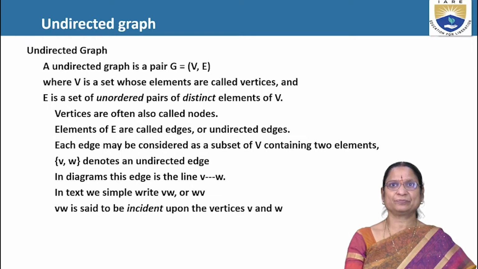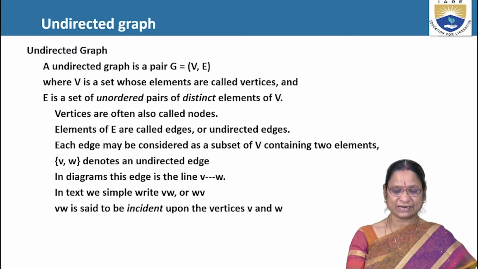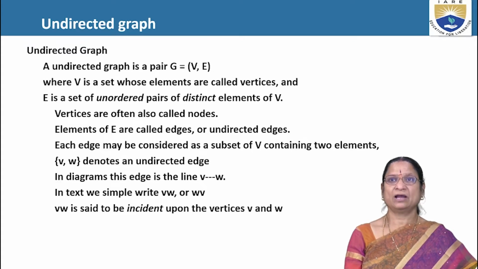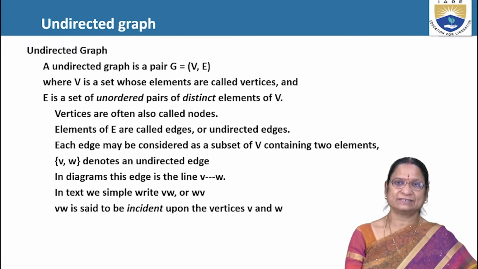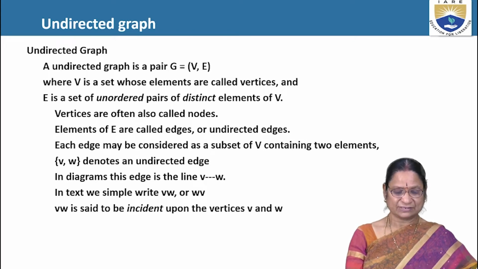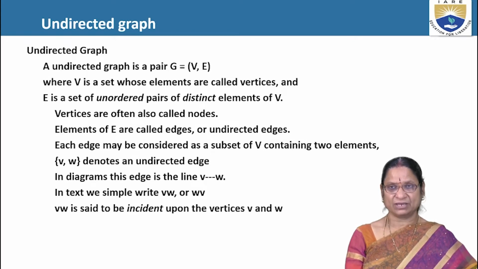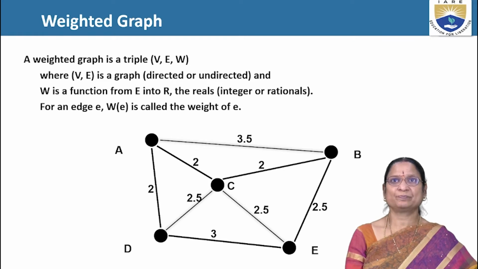In case of an undirected graph, E is a set of unordered pairs of distinct elements of V. Here also vertices can be called nodes, and the edges are from V to W and W to V. Both are one and the same. So VW or WV, because VW is said to be incident upon the vertices V and W.